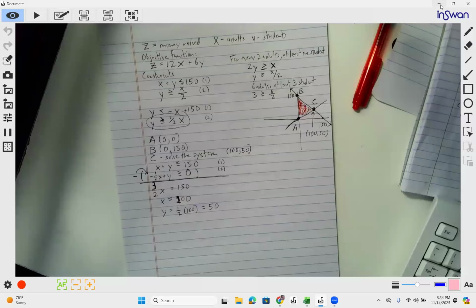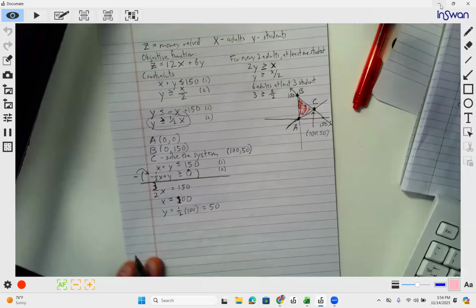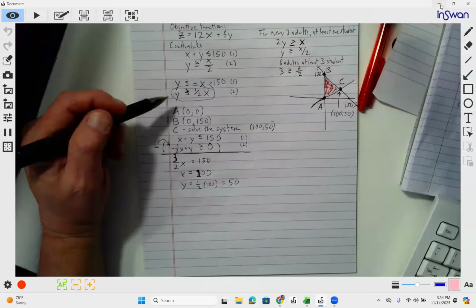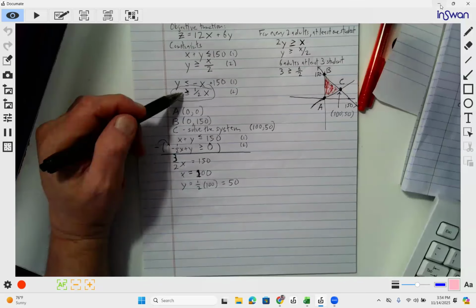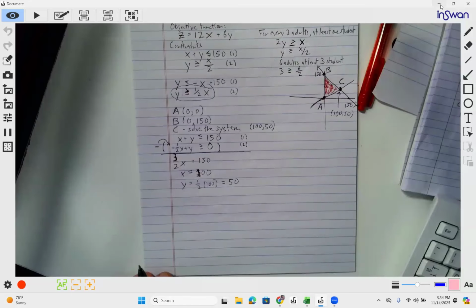So those are 2 huge hints. Right? If you get this problem, this is going to be your formula. Y is greater than or equal to 1/2 x. And the max is going to be here at C. All right, but let's finish the problem.